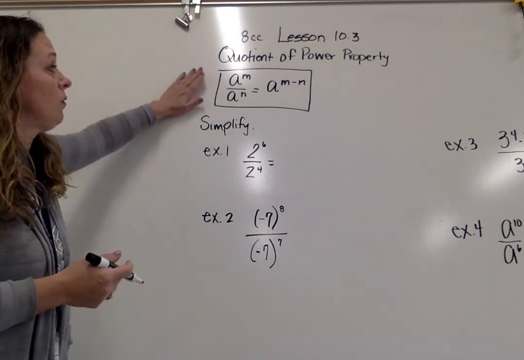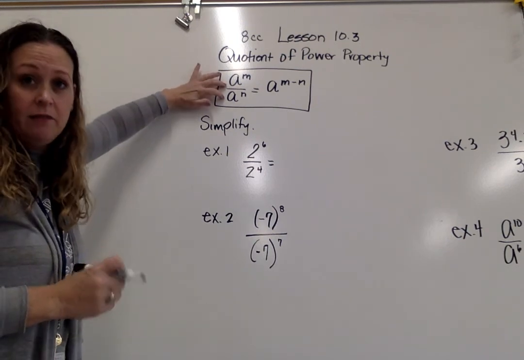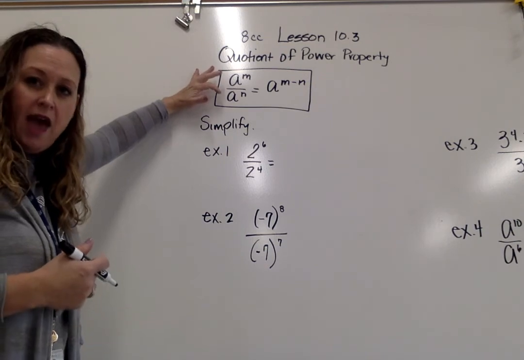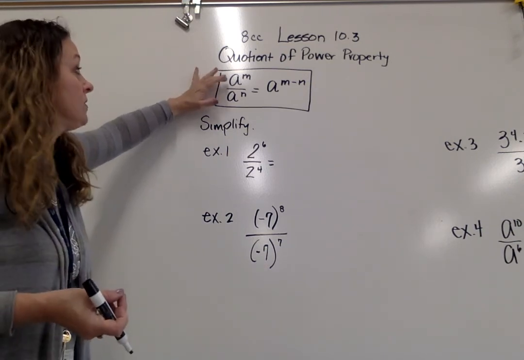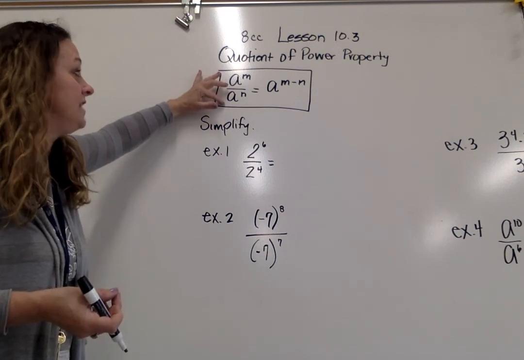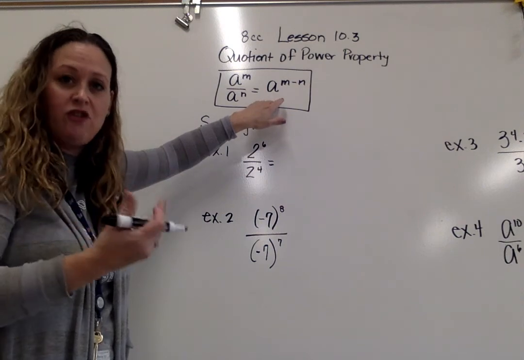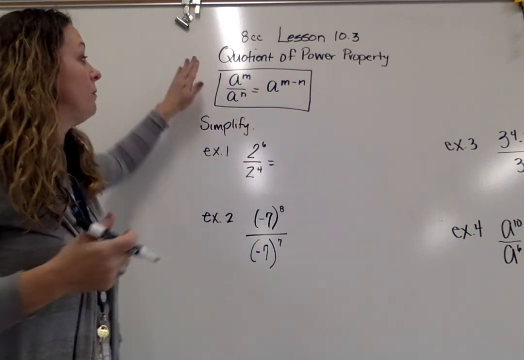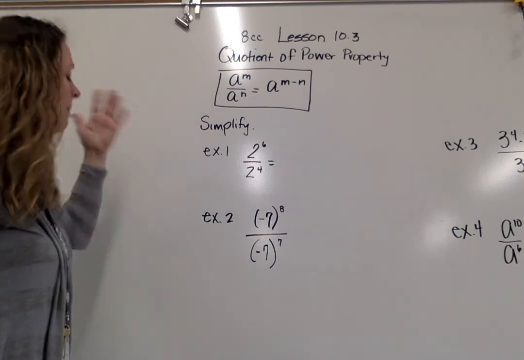So we're going to start with our rule. This is saying that when we're dividing, because a fraction means division, and I have a to the m divided by a to the n, I can take those exponents and subtract them. So a to the m over a to the n is really a to the m minus n. You're actually subtracting the exponents to simplify. So these examples will all be applying the division power property.